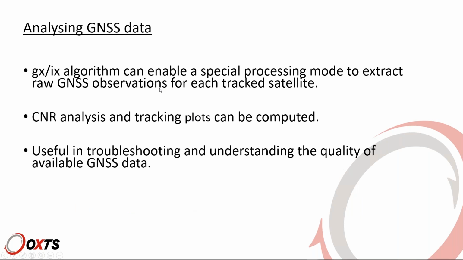And another thing that you can do is enabling a special processing mode that our software allows you to enable in GXIX mode, and extract the raw GNSS observations for each tracked satellite. And then you can complete some CNR analysis and tracking plots. We have internal tools, or you can have your own. So you have a better understanding of what your GNSS data was, and that can be useful in troubleshooting and basically understanding, for example, exactly in what portions of your trajectory you had issues, and what kind of issues, and how many satellites you had, and what was the CNR, and so on, for all your GNSS data.